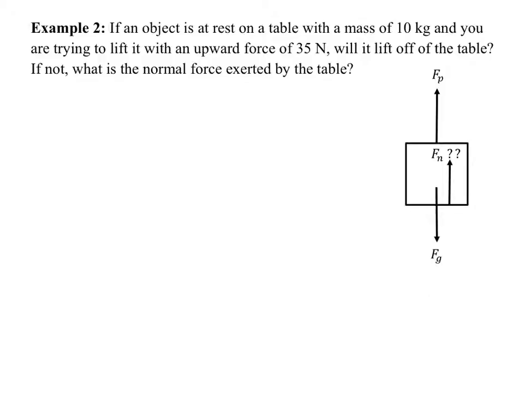If an object is at rest on a table with a mass of 10 kilograms and you are trying to lift it with an upward force of 35 newtons, will it take off of the table? If not, what is the normal force exerted by the table?